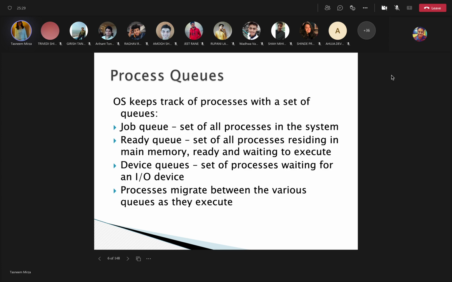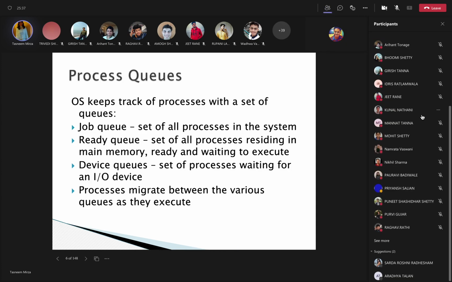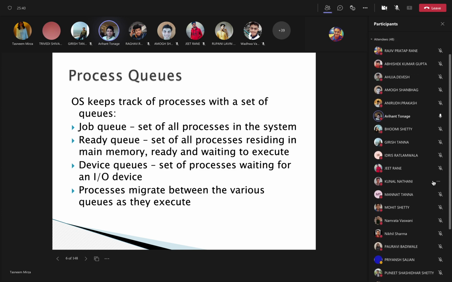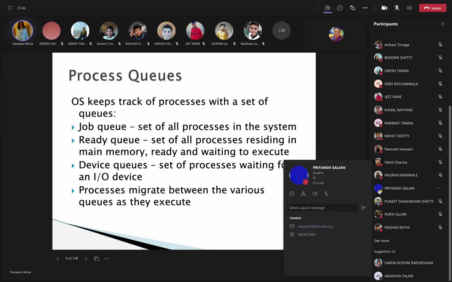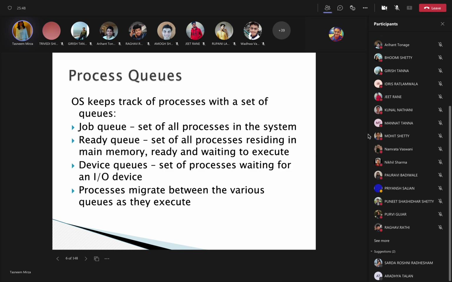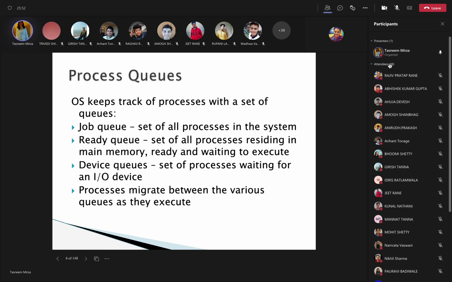When you have processes in the secondary memory, it selects processes based on some criteria from the secondary memory and loads them where? Main memory. Right. So that is nothing but the long-term scheduler. What is the job of the long-term scheduler? To select processes from the secondary memory and put them into the main memory. So that is LTS, long-term scheduler, also called the job scheduler.